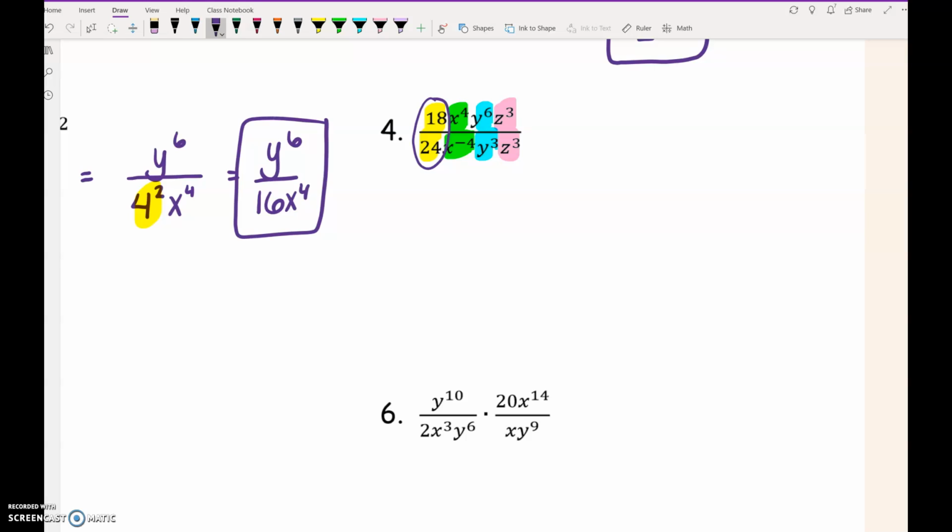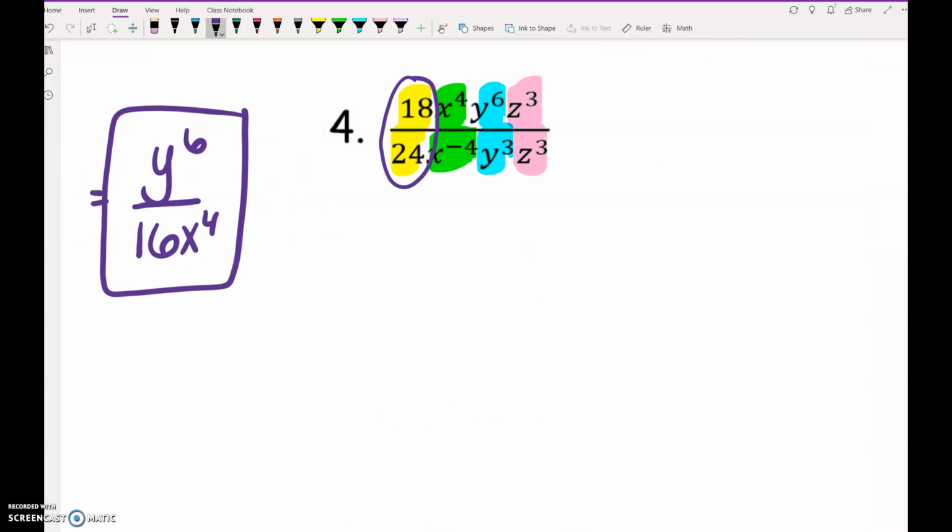So 18 over 24, those are not exponents. That's the fraction 18/24. How can we simplify the fraction 18/24? 3/4. If you don't know how to do that, you can punch in 18 ABC 24 and let your calculator simplify it, or 18 and 24 both have 6 in common. 18 divided by 6 is 3. 24 divided by 6 is 4.